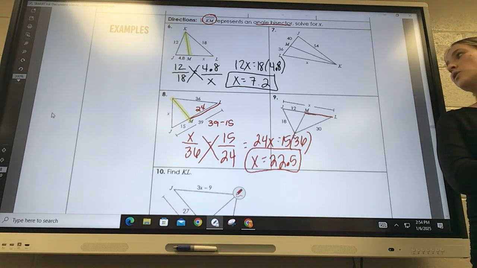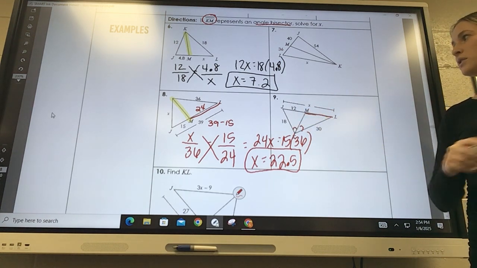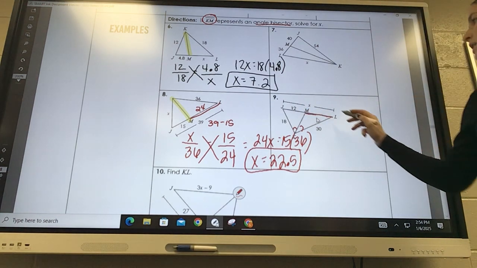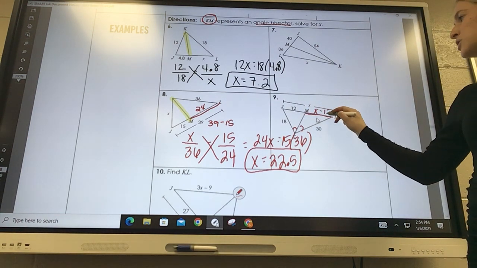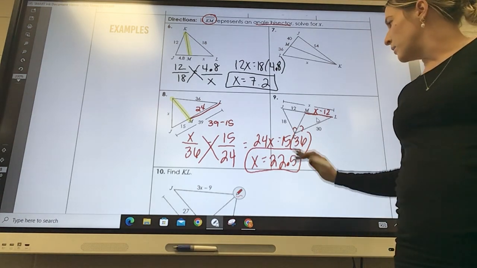0.5x? No, because it's not necessarily cut into two congruent pieces. Remember, it's an angle bisector, so I know the angles are the same, but that doesn't mean it's a median. X minus 12. There you go. So the whole thing is x, so if I just take 12 away from that, I'm good to go. Perfect. All right, I'm going to erase a little bit.